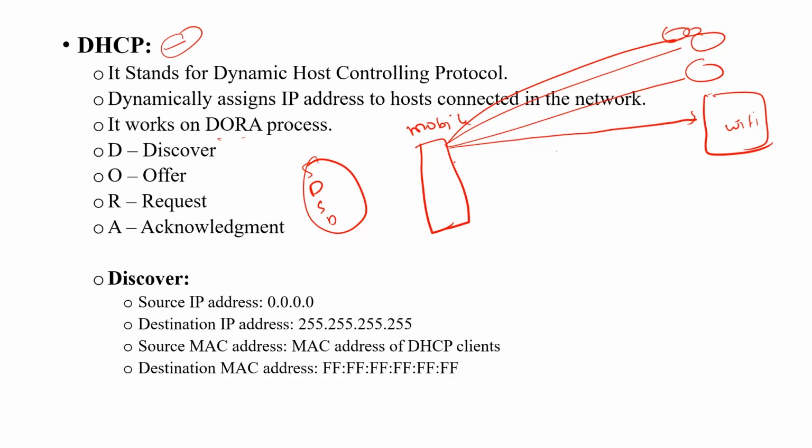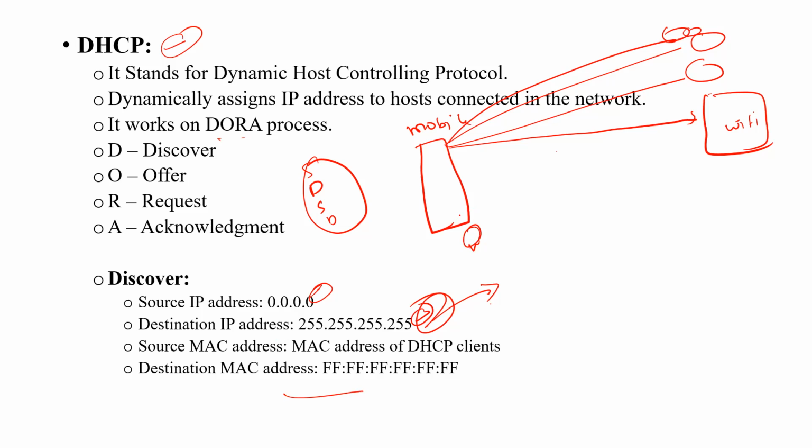Here we don't know the source IP address, because the device is trying to connect to the network. So there is no source IP address; the source IP is 0.0.0.0. And this device doesn't know where DHCP is configured, so it will send a broadcast message, that is, the IP address 255.255.255.255, the broadcast IP address. The source MAC is nothing but the device that is trying to connect, that is, the mobile's MAC address.